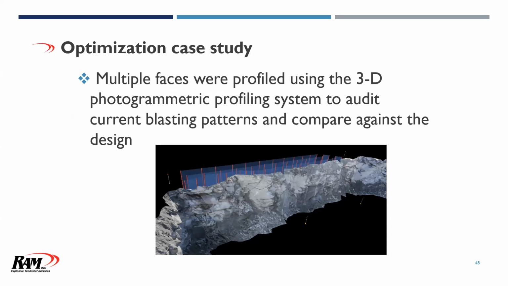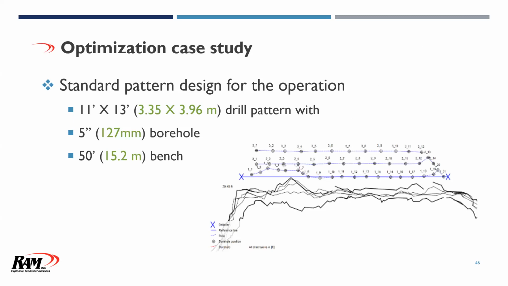So they went in, profiled multiple faces and started to compare that. The pattern was 11 by 13, about a 3.35 by 3.96 meter pattern, 127 mil hole, and the bench height was 15.2 meter, about 50 feet. So they started looking and comparing it.